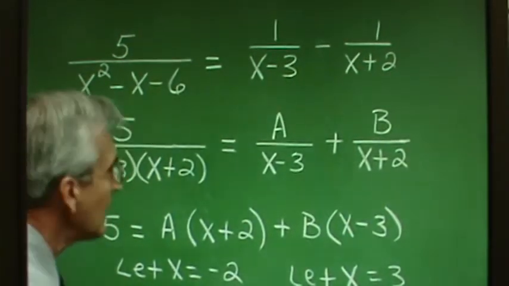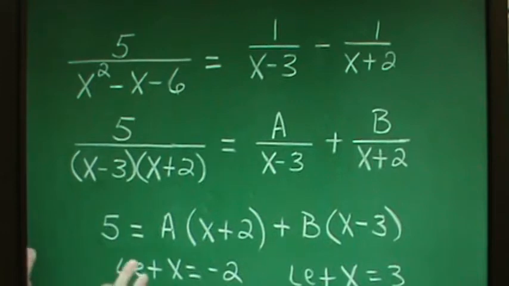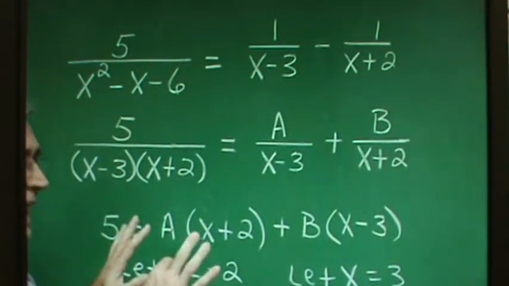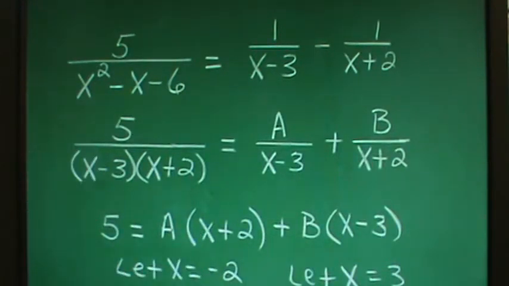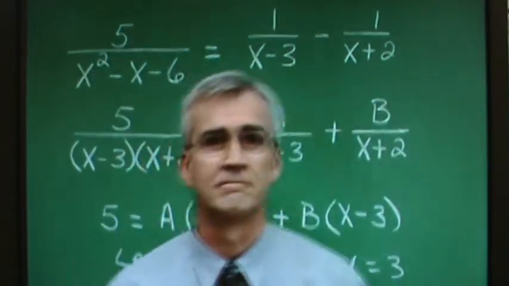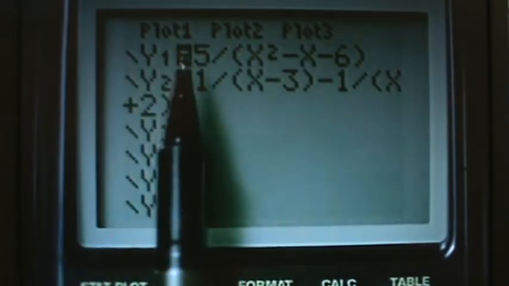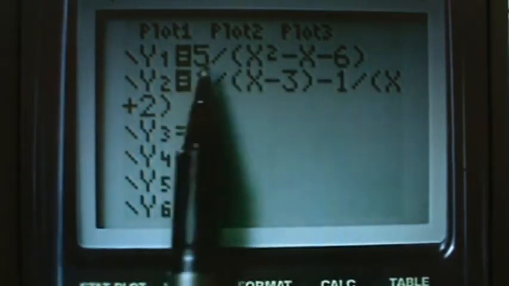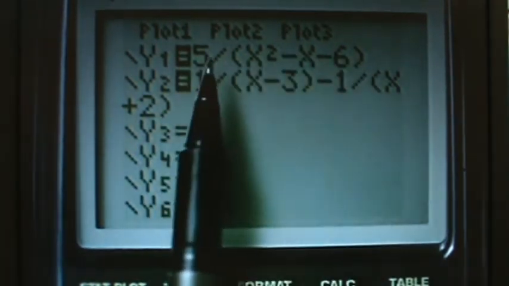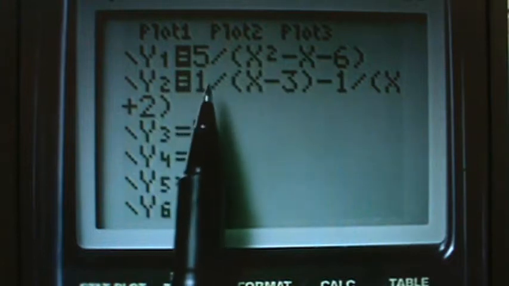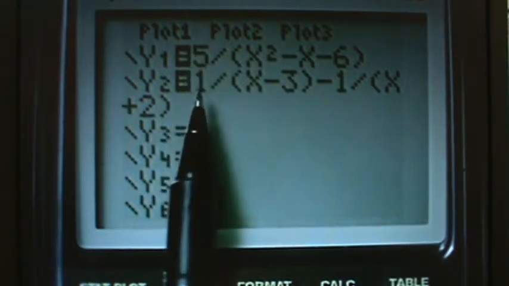Well, it's possible to check this partial fraction decomposition process, our answers, by using the graphing calculator. Let me show you the technique for doing that right quick. The first equation, y1, is the fraction on the left side of our equation that we saw a moment ago, and this is the right side of the equation. All we're going to do is verify that the two graphs of these two equations are identical. They just lay over one another.